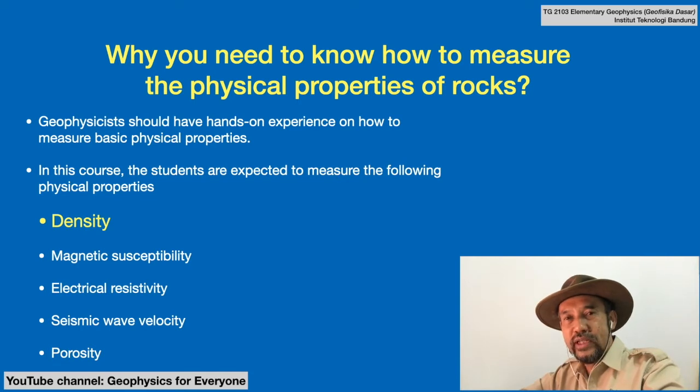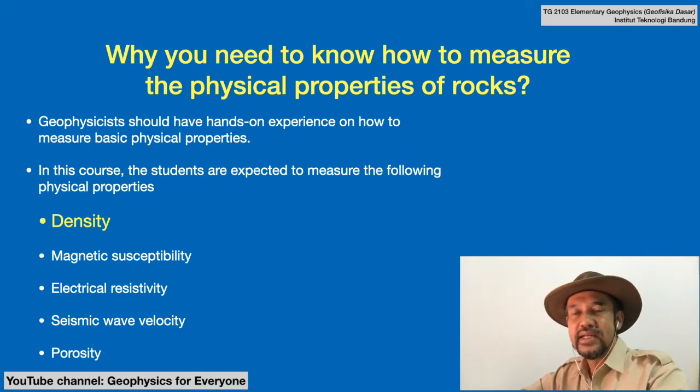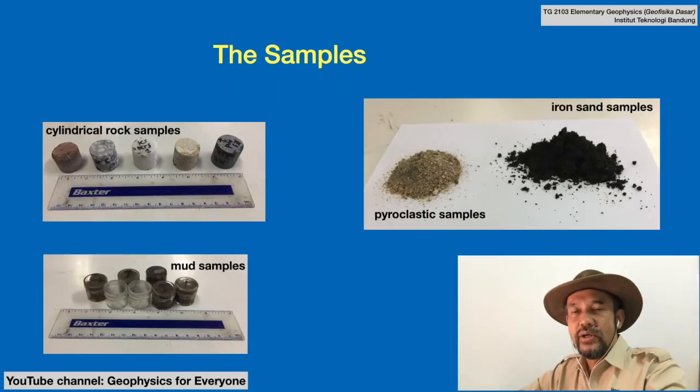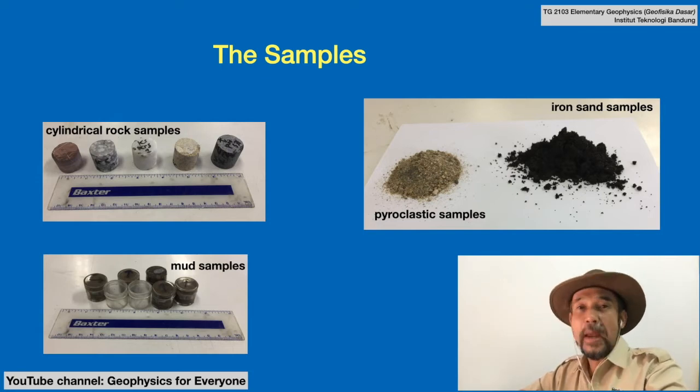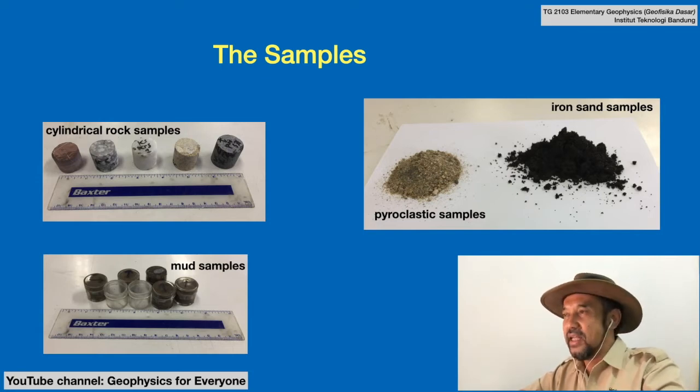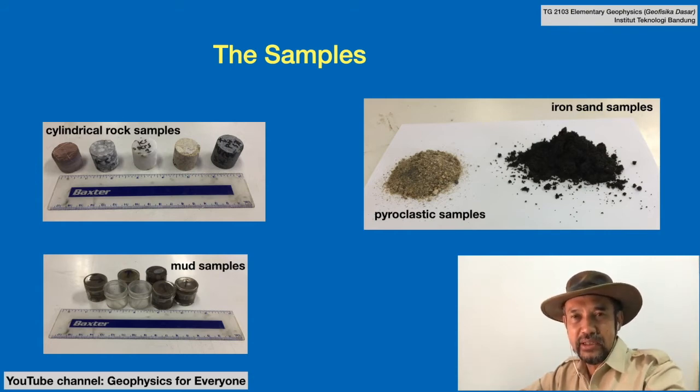One of the exercises is measuring density. So, to measure density, we need the following. We need the samples, first of all. In this exercise, we will provide the students with cylindrical rock samples. This cylindrical rock sample is about 1 inch in diameter and about 2.2 centimeters in height.